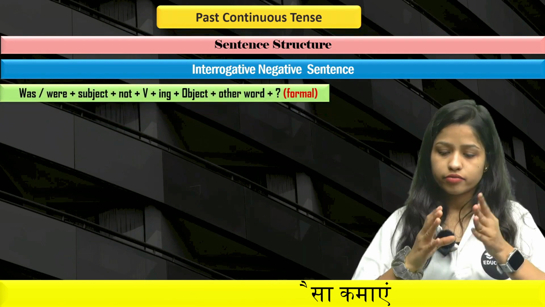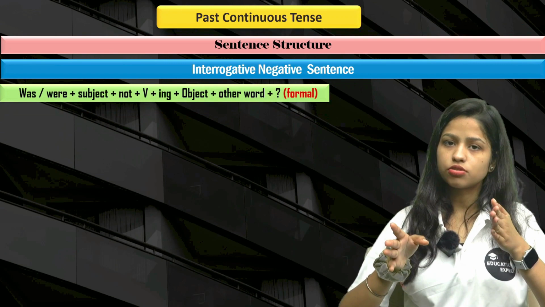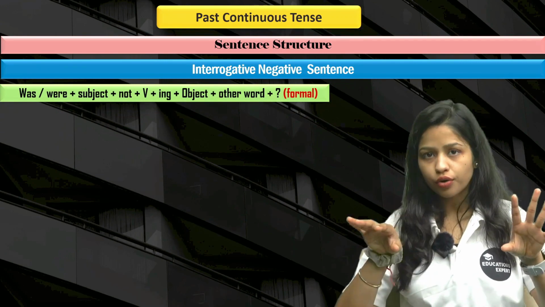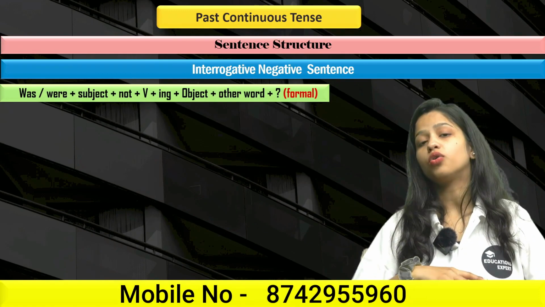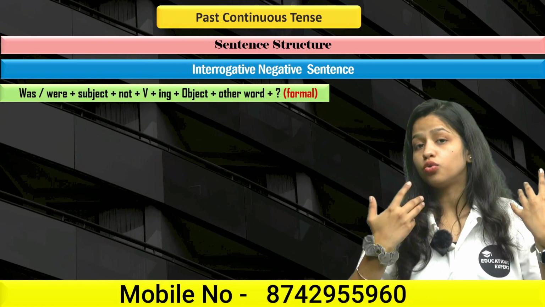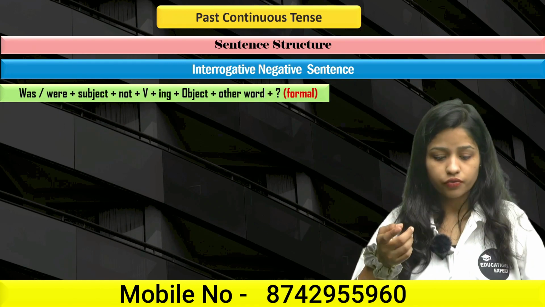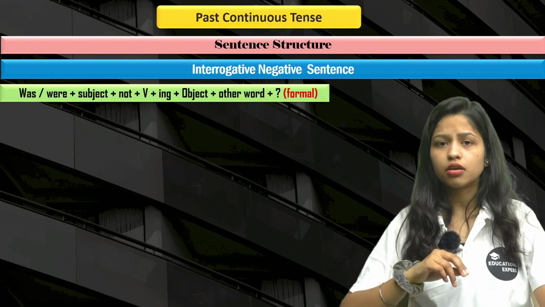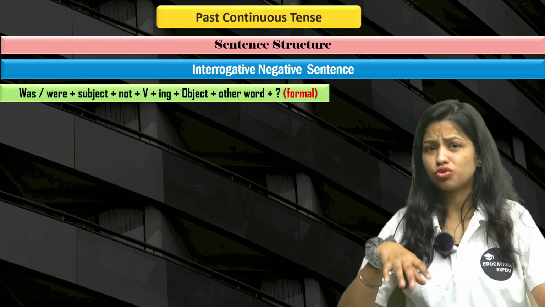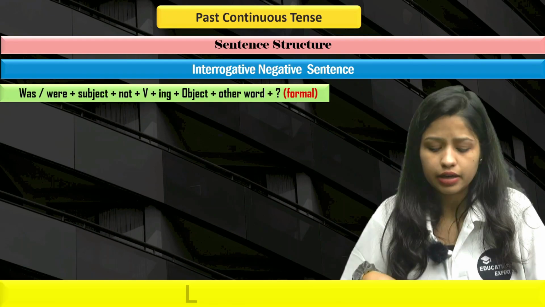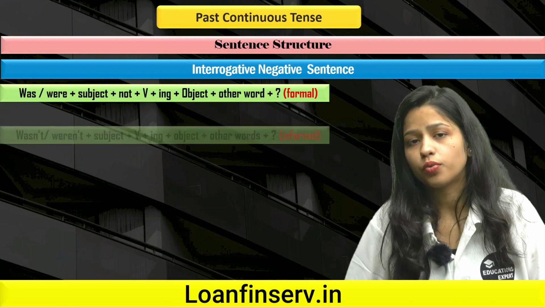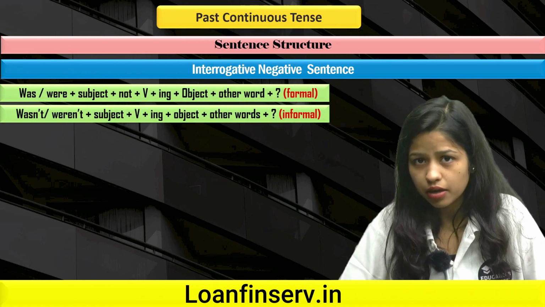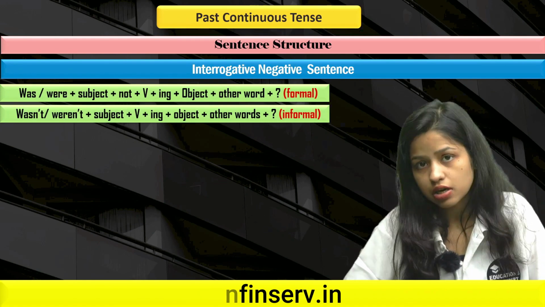So I have distinguished the sentence structure into formal and informal, meaning contracted forms and non-contracted forms, so that you cannot get confused about where to use contracted forms and where not to. As I have told you many times, I don't think there should be any confusion, but still I have distinguished that, so that if you have any dilemma, it can definitely get clear for you.